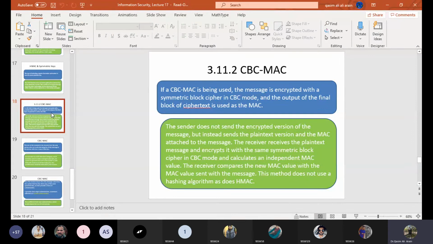They both are compared. If they are the same, this means that your value is not being altered, and if they are different, this means that your value is being altered, right? So this is how your CBC MAC is going to be executed.